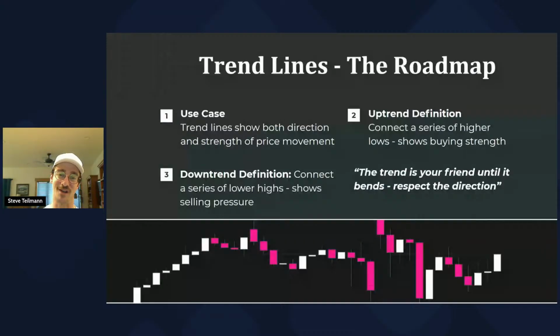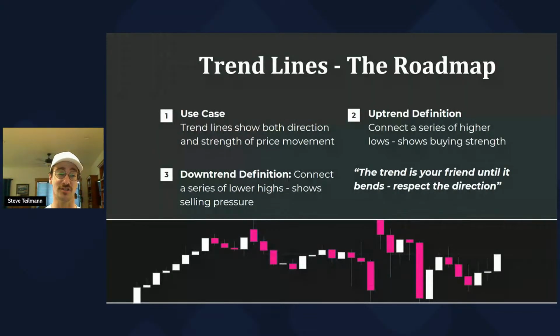So respect the direction. And then if you get those role reversal confirmations where an uptrend or a downtrend line flips on volume, then you can start playing the reversal game, and you can start getting some really nice entries on some really powerful moves out of some really deep bases often. So that's kind of the overview of trend lines.